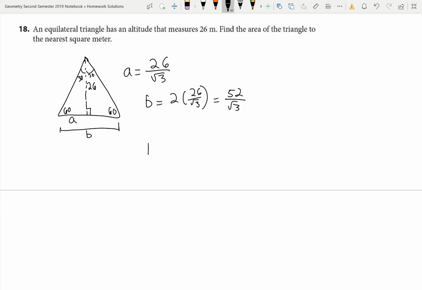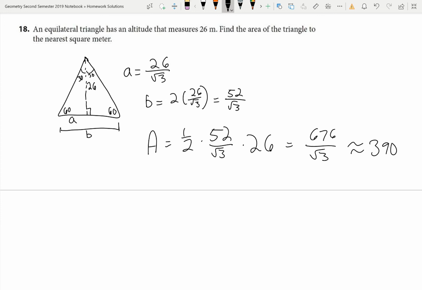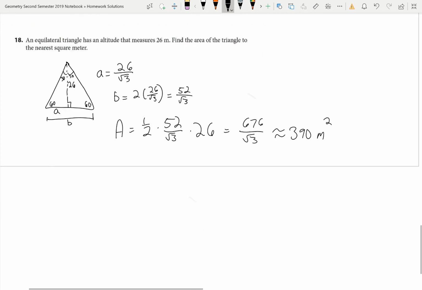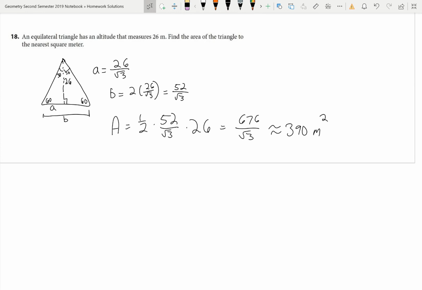So your area is 1/2 times 52 over root 3 times my height. And that's going to equal 676 all over root 3, which is approximately 390. And we got meters squared. Okay, that concludes the 10.2 homework.